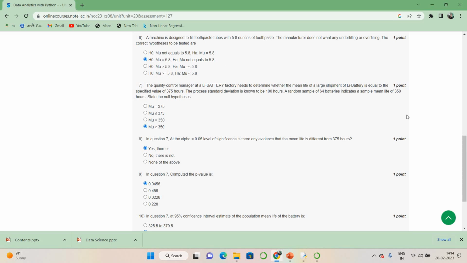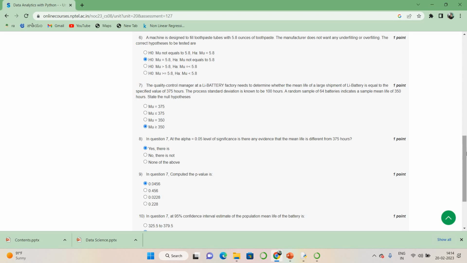Coming to question number 7. The quality control manager at a Li battery factory needs to determine whether the mean life of a large shipment of Li batteries is equal to the specified value of 375 hours. The process standard deviation is known to be 100 hours. A random sample of 64 batteries indicates a sample mean life of 350 hours. State the null hypothesis. So mu greater than or equal to 350.